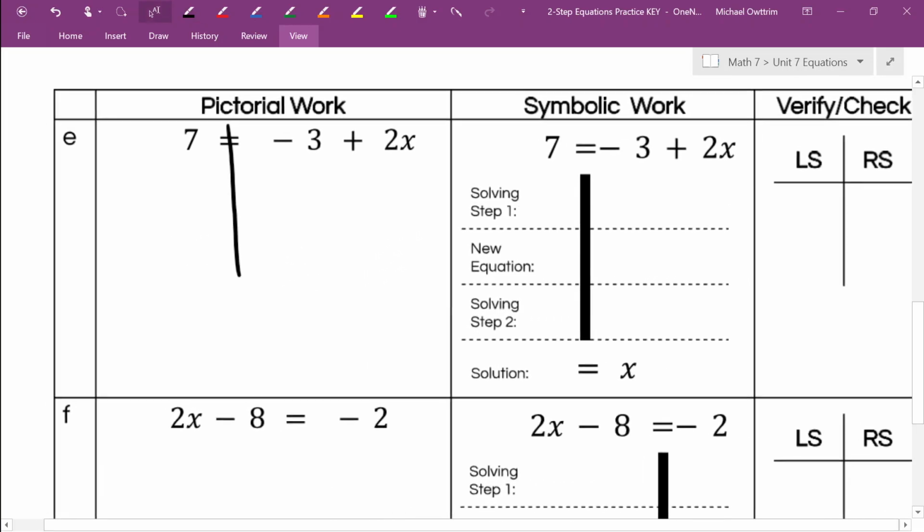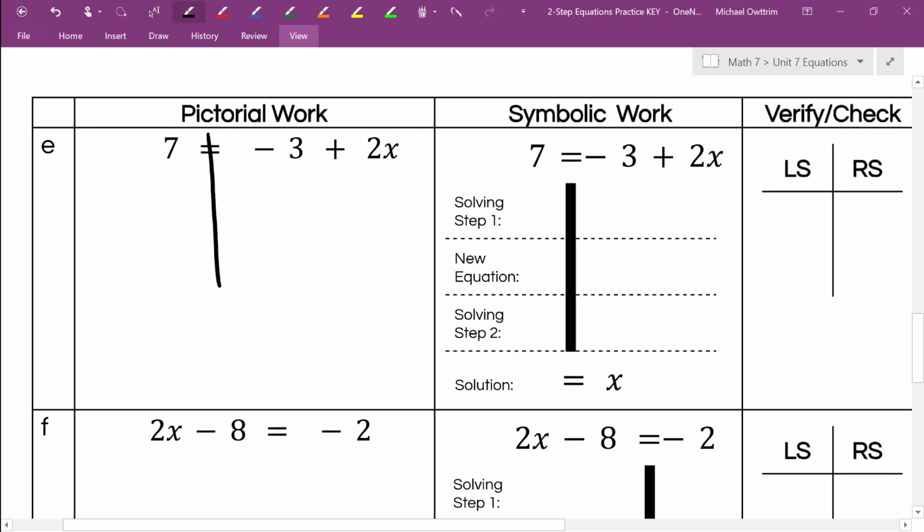We're going to draw our x's first. So I got plus 2x, that's 2 positive x's. And I also have 3 negative constants on that right side. On the left side, I have 7 positives, and I'm going to sort those into their 2 rows. 6, 7.